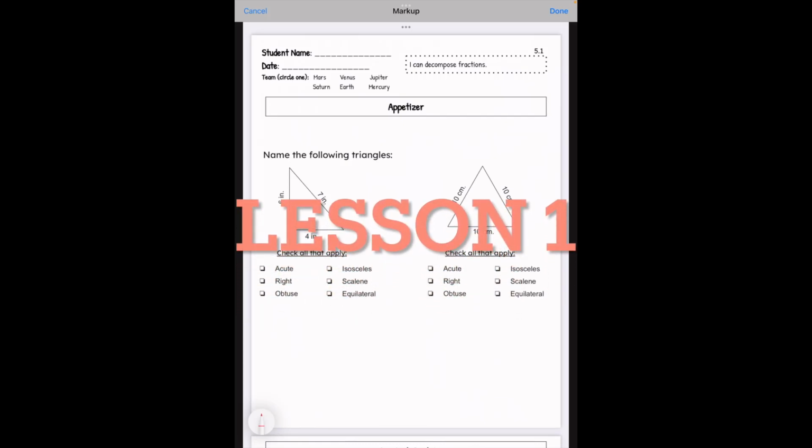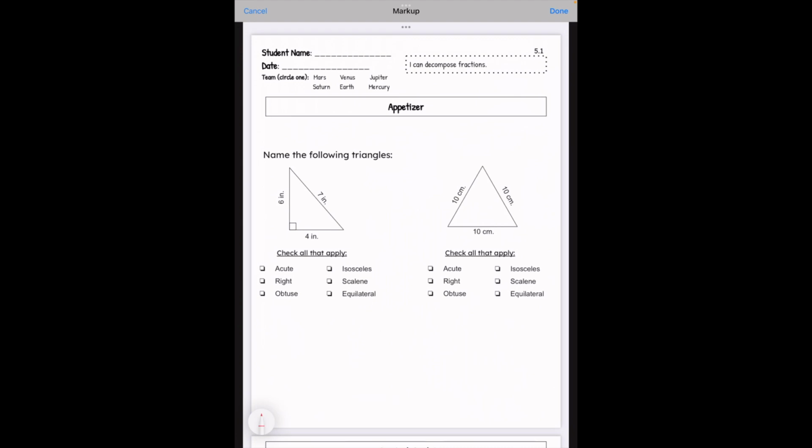Welcome to lesson 1. Go ahead and take the time to fill out the front, including working on your appetizer. All right, let's go ahead and move on to our main dish.